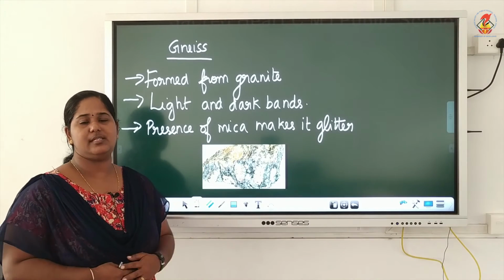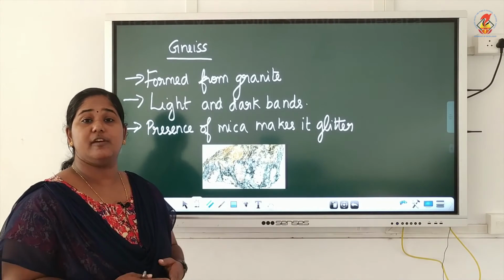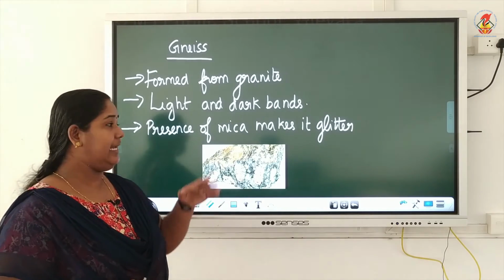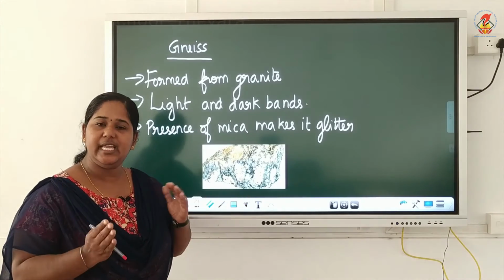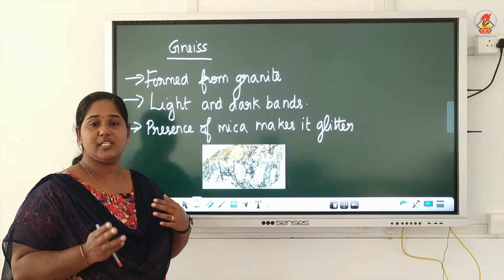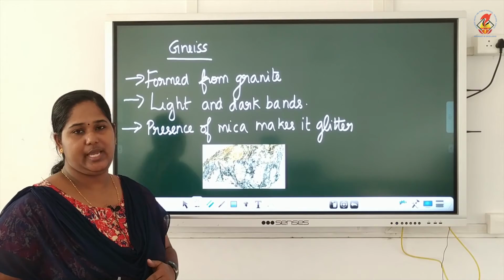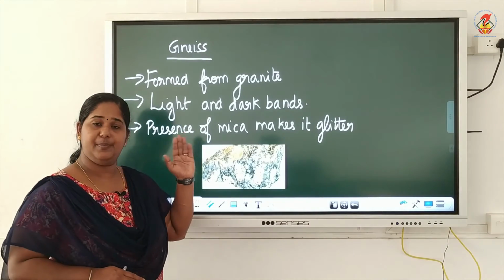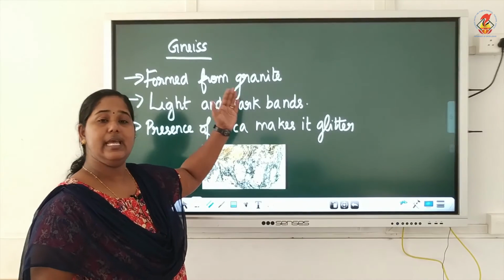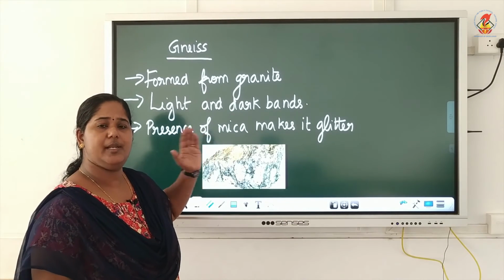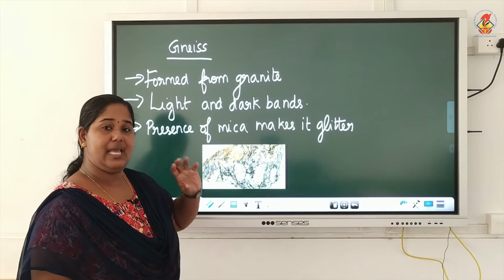Dark and light shades are there. They appear as bands because of the presence of too much of minerals in it. And it has a lot of mica which makes it glitter. A shining appearance is there for gneiss. That is because of the presence of a mineral mica. Okay, so gneiss is a second type of metamorphic rock which is formed from an igneous rock, granite. It has light and dark bands on it because of the presence of too much of minerals, and the mineral mica makes it appear glitter.